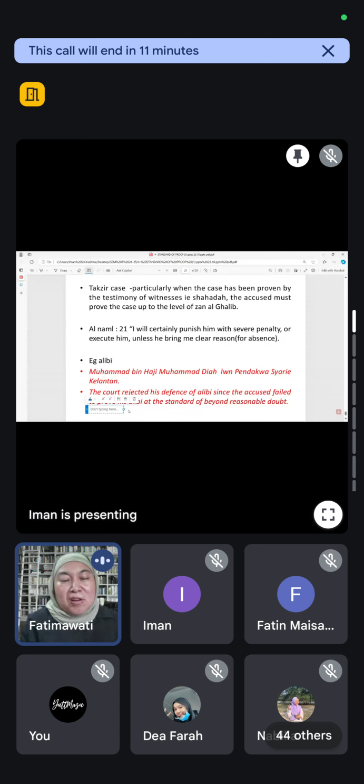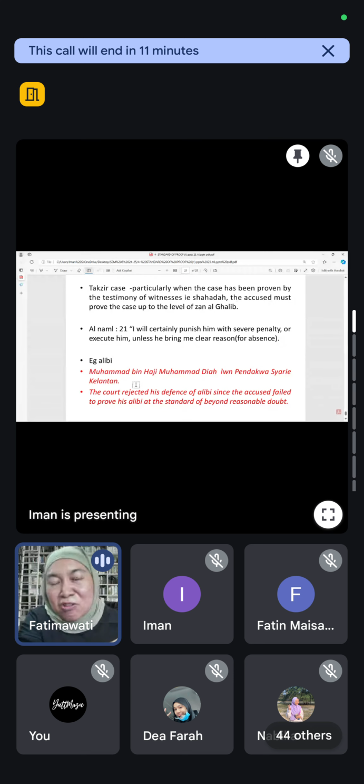He failed to prove. So dekat sini, the court rejected his defense of alibi since the accused failed to prove the standard beyond reasonable doubt. So dekat sini, walaupun dia kata, I tak dekat situ, I dekat tempat lain, tapi he failed to prove that he was actually there. Sebab dia punya tahap tu is beyond reasonable doubt.